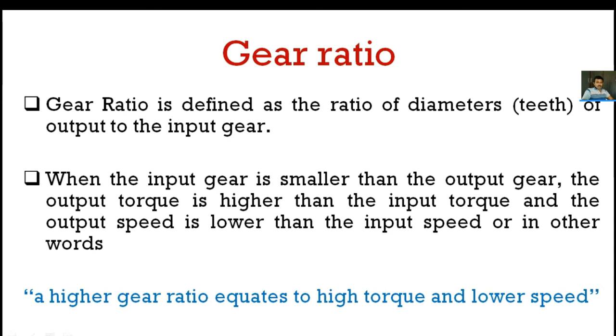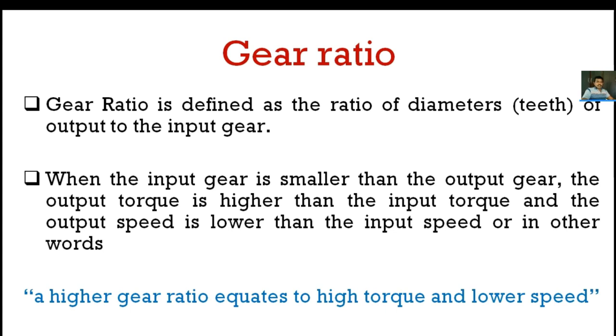So if the input gear is the smaller one, that smaller one rotates at higher speed. Obviously, the torque is lower. And output gear rotates at a smaller speed because it is a larger one. Right? So smaller speed means higher torque. Since the power transmission is constant, P is equal to 2 pi nT by 60, nT must be constant. If n is higher, T must be lower. If n is lower, T must be higher.